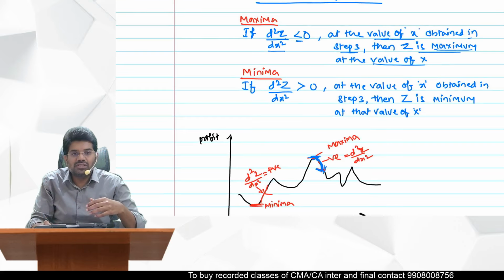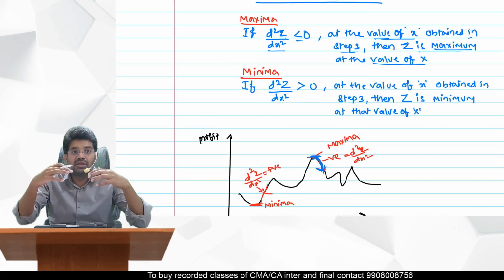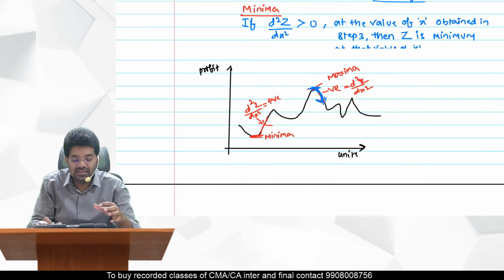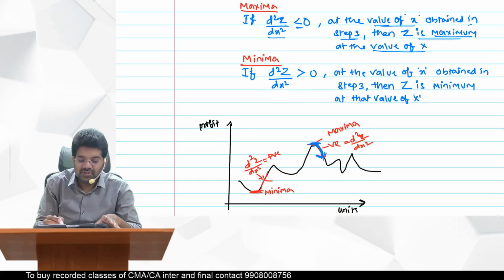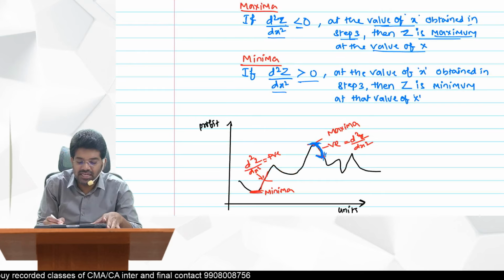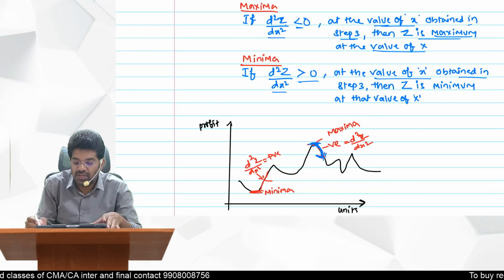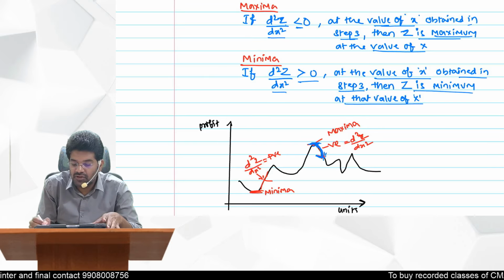Similarly, if you want to check whether we have really achieved the minimum point or not, it's the reverse. Greater than 0 it should be. If d square z divided by dx square is greater than 0 at the value of x obtained in step number 3, then z is the minimum at that value of x.